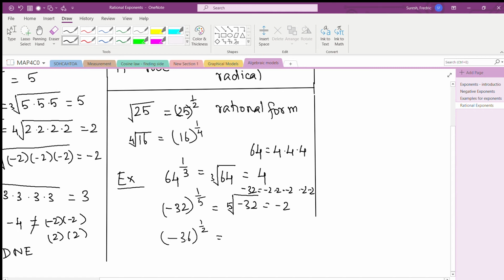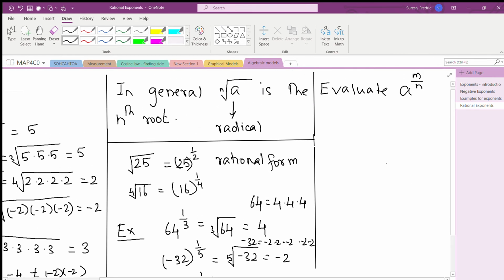Here, the square root of a negative number, this is the same thing as a square root of a negative number. As we talked about before, when these denominators are even, 1 over 2, 1 over 4, 1 over 6, 1 over 8, and so on, and we have a negative number, it does not exist, DNE.